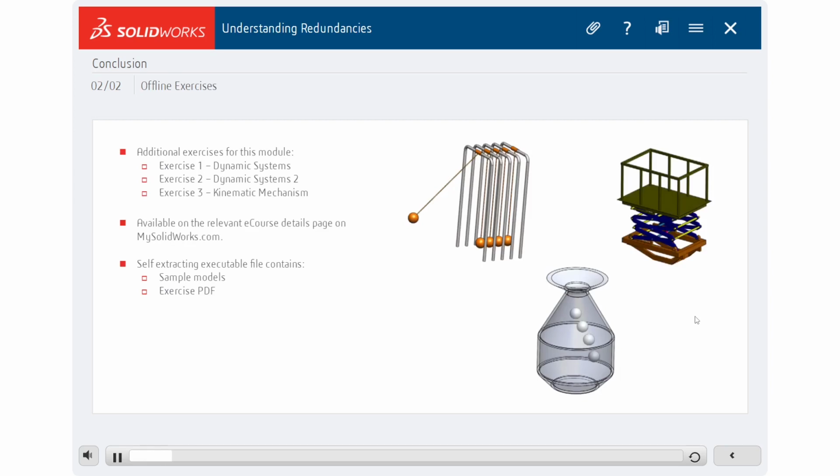Here is a chance for you to practice what you have learned. Offline exercises are available for this module. To attempt these exercises, you must have access to a SolidWorks installation. To complete each exercise, download the self-extracting executable file from the eCourse Details page on mysolidworks.com. This file contains the sample models and exercise PDF file for every module in the e-course.